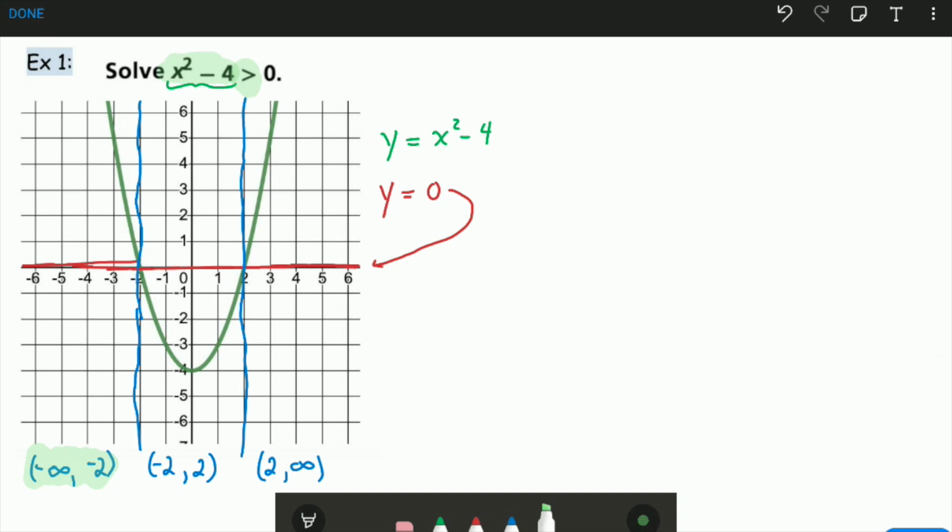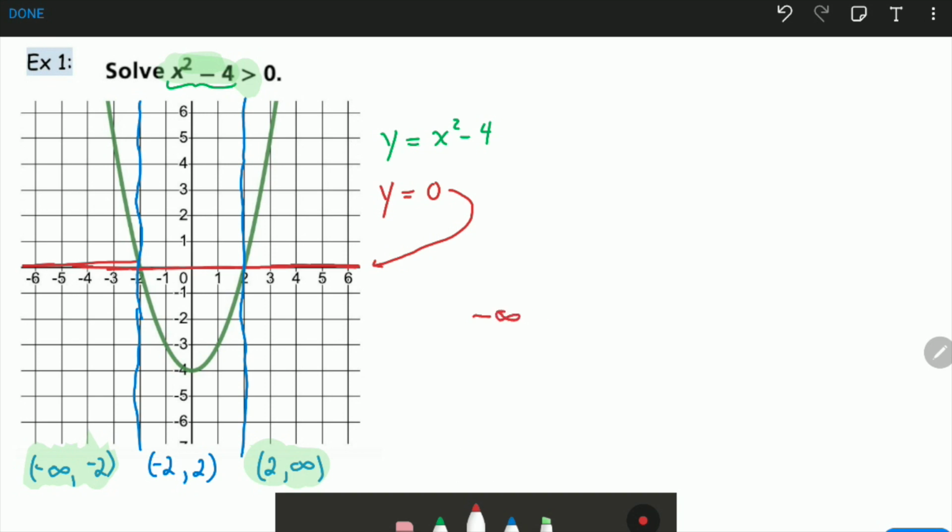Second region, here is where 0 is. x squared minus 4 is below it, which means it's less than 0. So we don't want that region. In the third region, x squared minus 4 is here, and you can see that that is higher than the 0. Therefore, that is again a solution. We're looking for the ones where x squared minus 4 is greater than. So we have two regions that are solutions.